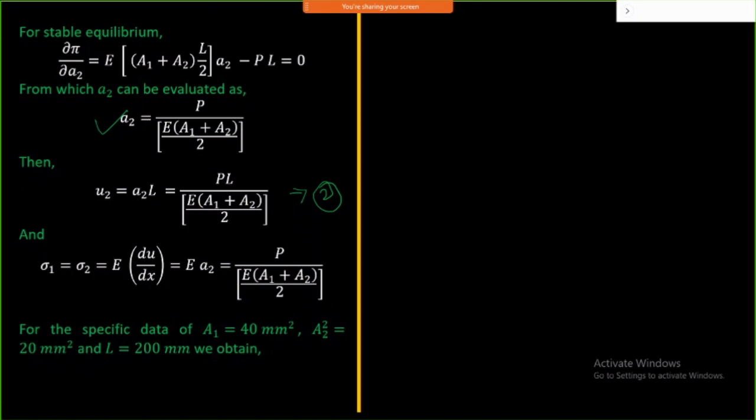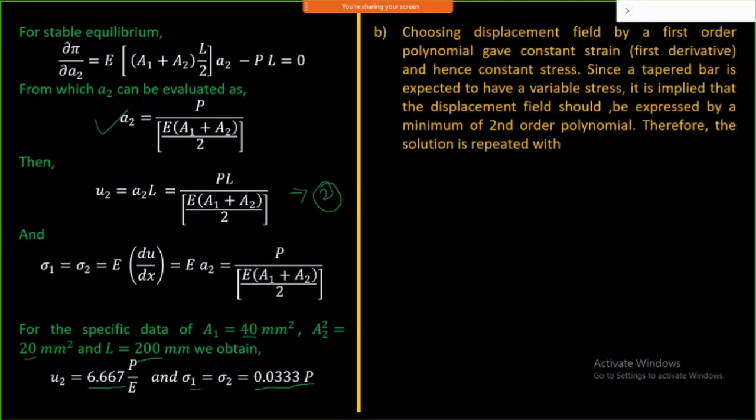Also, you can now substitute the numbers into this. In previous cases, we never substituted any numbers, and that's why you may feel these are not numericals. These are derivations, and this is also kind of a numerical. Here, specific data we can substitute. A1 is assumed to be 40, A2 is assumed to be 20, then length is 200. We can determine the stress value. External force we are not putting, but we are assuming P as an external force. We got a displacement of 6.6 times P by E, and stress we can get as 0.033 P. So this is one case by which we can solve it.